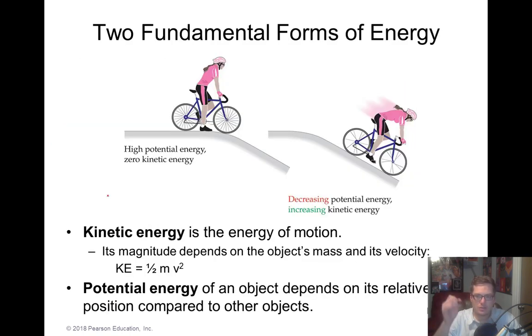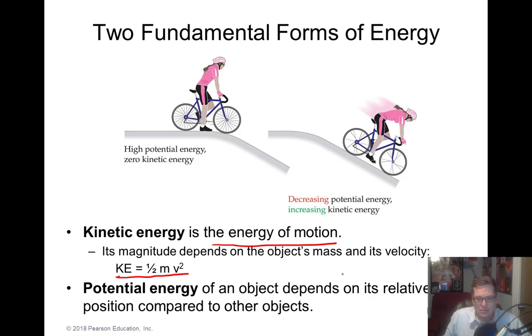All right, there are two fundamental forms of energy. You've got kinetic energy. It's defined as the energy of motion, and classically it's defined as 1/2 times the mass times the velocity squared. So you can figure out how much kinetic energy something has by taking its mass times its velocity squared and dividing it by 2. So it's the energy of motion.